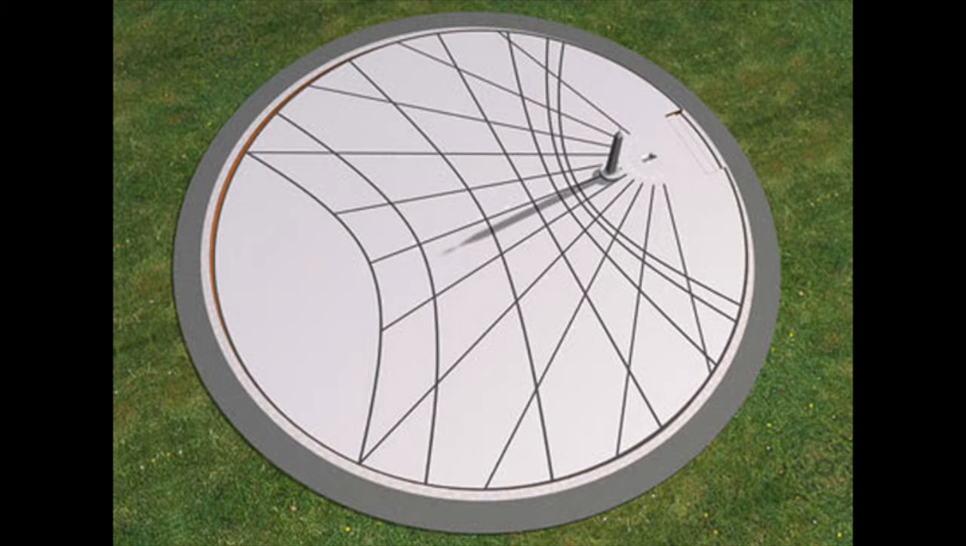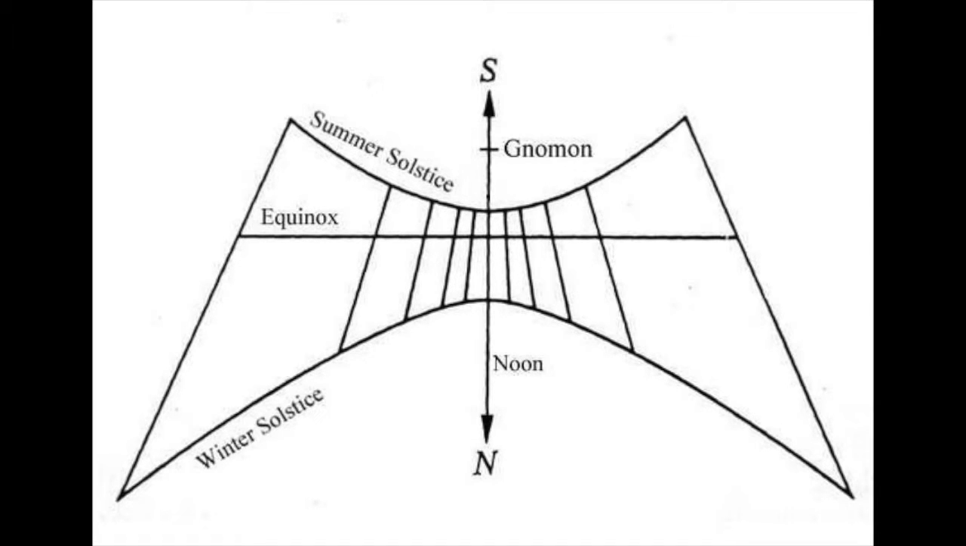As seen in this video, the path of the shadow traces a hyperbola. The shape of the hyperbolic shadow path changes depending on the time of year. Here's a picture of how the shadows change throughout the year, including during the summer and winter solstices.